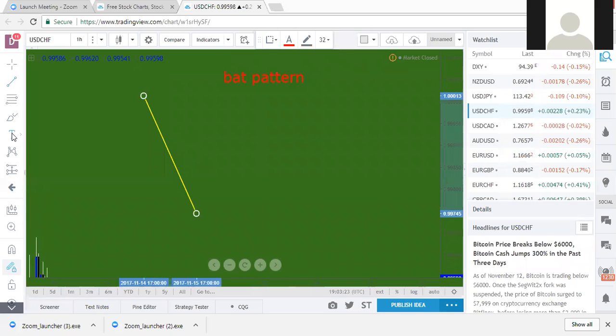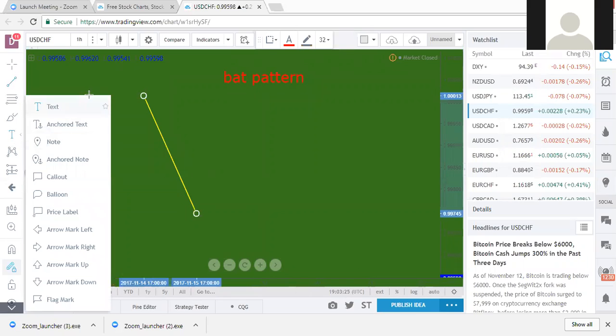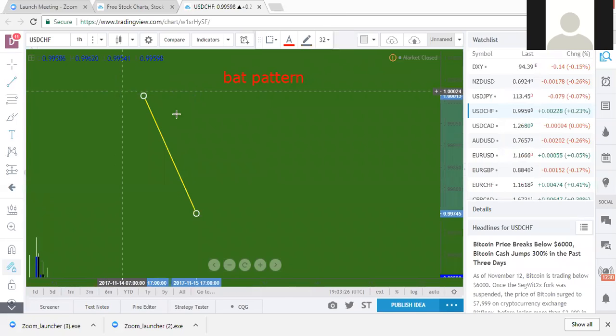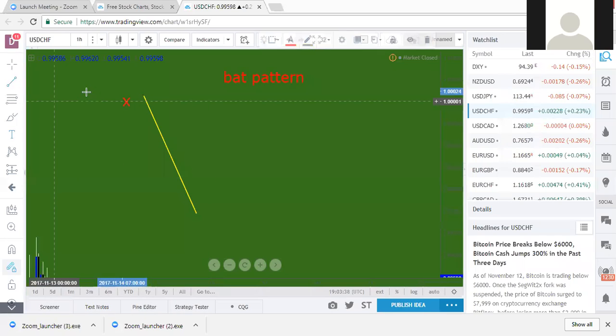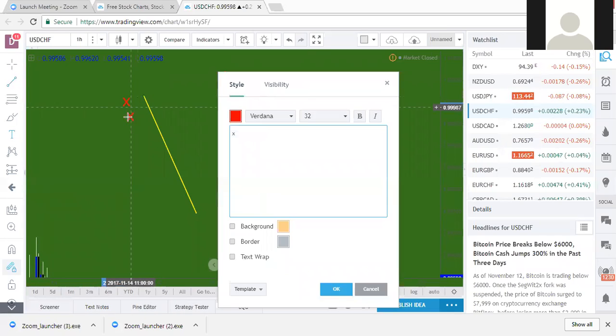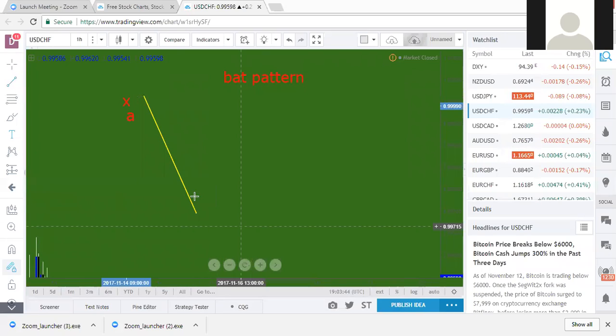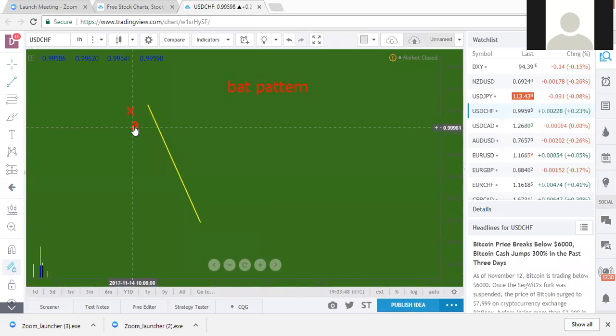The impulse leg will always be labeled X to A.